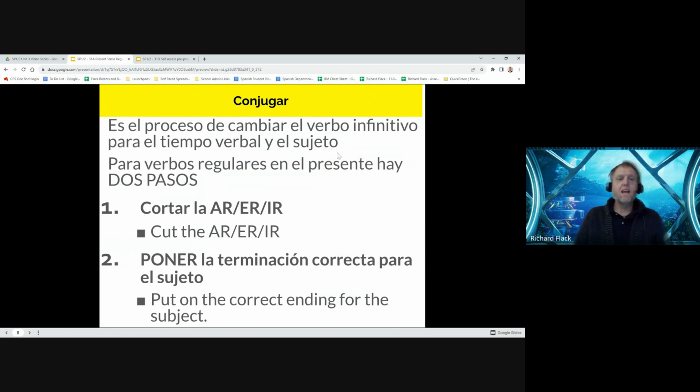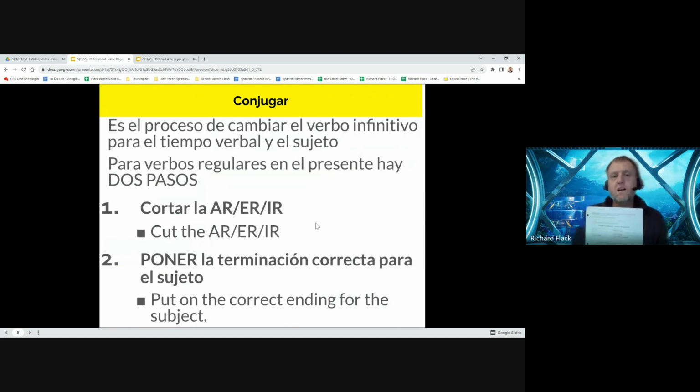So this is the same as English, right? So our infinitive in English is to run, to jump, to eat, to fly. We don't say I to fly. We say I fly, or I flew, or I'm going to fly, right? Same thing is going to happen in Spanish. So you have that definition up at the top. You need to be able to put this into your own words. That's one of the requirements from this unit is you have to understand and know what the word conjugate means.